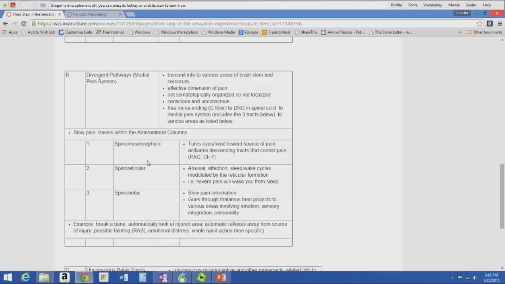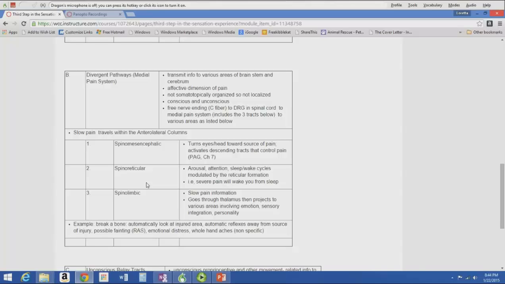It also activates descending tracts from the cerebrum that control pain. So those are some of our endogenous pain control systems, and we are going to talk about that in Chapter 7. And the abbreviation PAG is the periaqueductal gray area. Don't worry about that right now. But just so you know, spinomesencephalic goes from the spine to the midbrain, and its function is to turn the eyes and head towards the source of the pain, and then it activates some of those pain control systems. That's important, right?